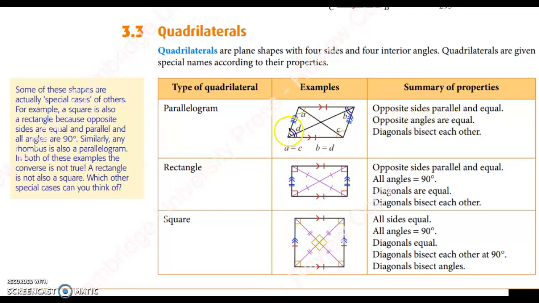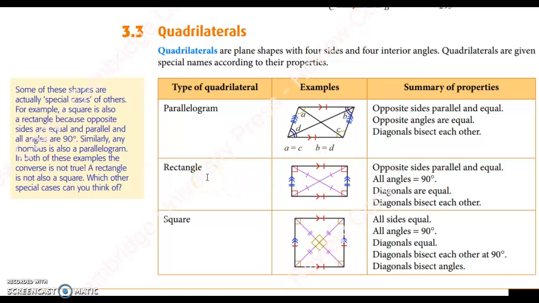So this angle will be the same as the opposite angle, and this angle will be the same as its opposite angle. And the diagonals bisect each other. It means the diagonals meet at a point and then they divide each other into 2 equal parts.